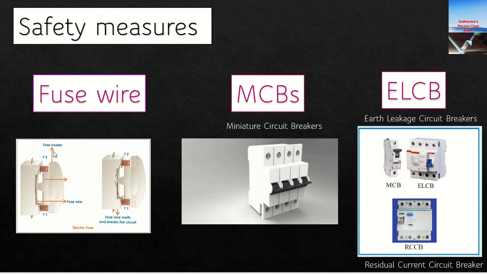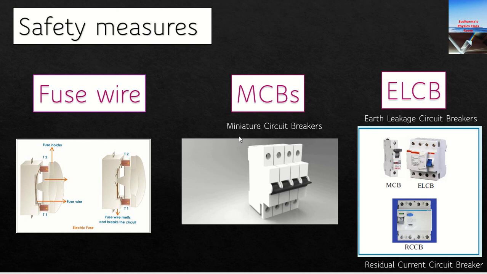So when excess current flows through the circuit, the fuse wire will melt and it will protect the device. The problem with this kind of fuse wire is, if we want to replace it, we need to get another fuse wire of the same current rating. Right? It is not very easy to get that at a particular moment, and it takes some time to change this fuse wire also.